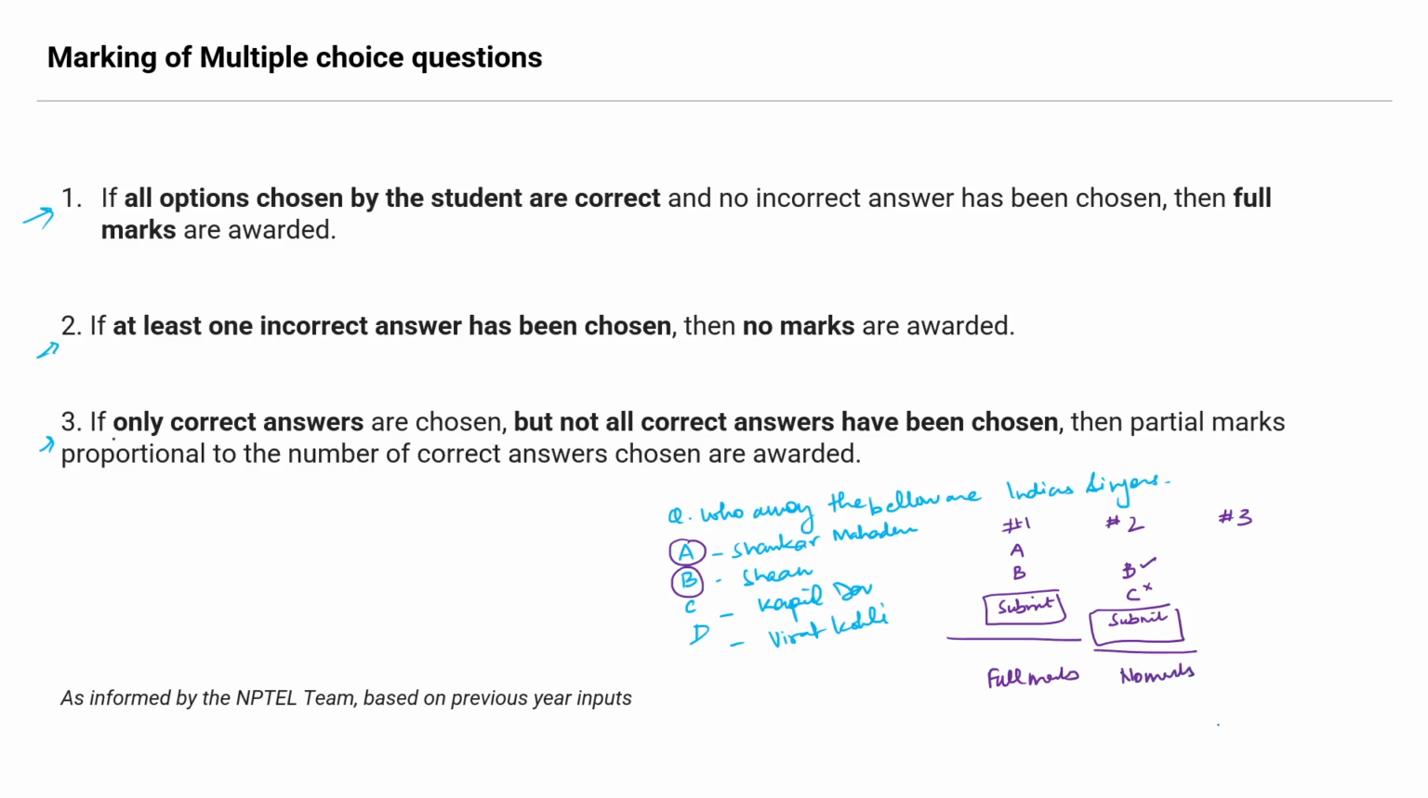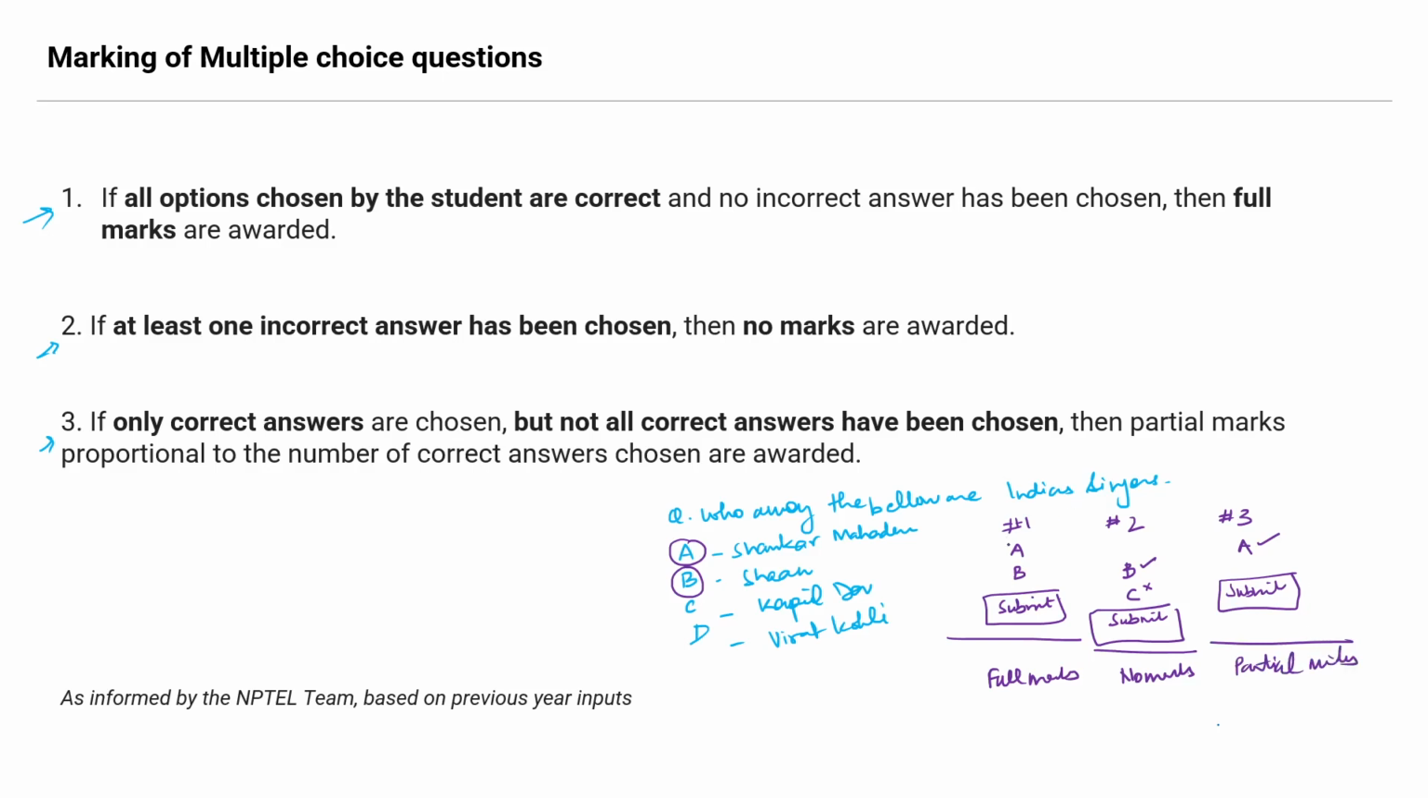Let's take scenario 3. If only correct answers are chosen, but not all correct answers have been chosen, then partial marks. In that case, say for example, if I choose A and then I submit it, one answer I've chosen and I'm quite confident it's correct, but I'm not sure about the other three options. So I submit. Here I will get certain partial marks.